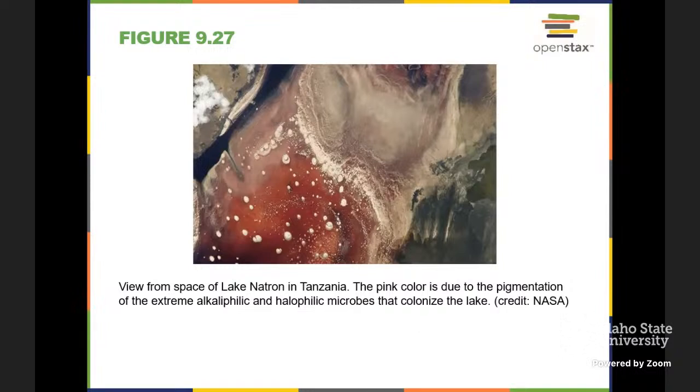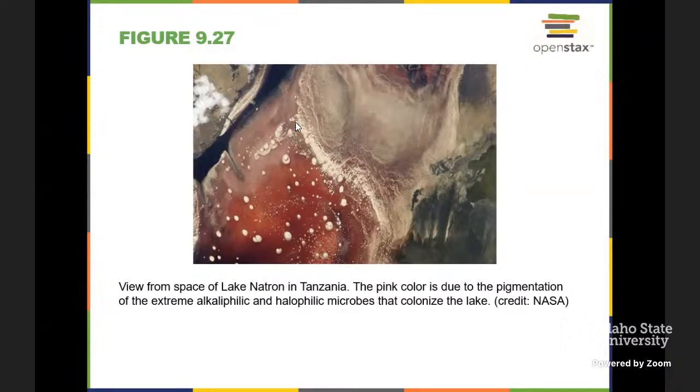This isn't the Great Salt Lake. You're going to see it in one second. This is Lake Natron, a salt lake in Tanzania. And we can see a lot. This is an aerial shot. It almost looks like you're looking at a petri dish with a bunch of weird stuff on it.